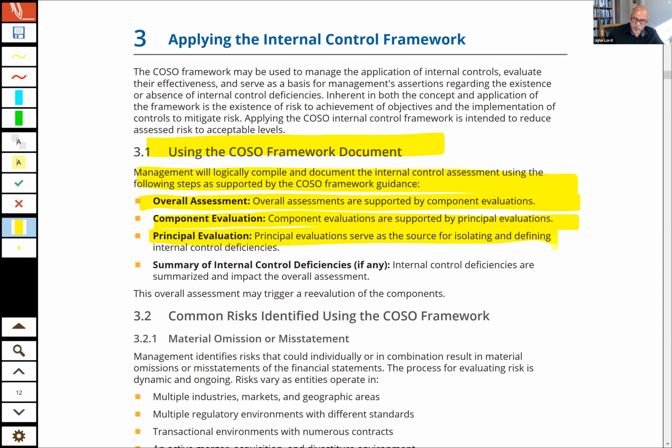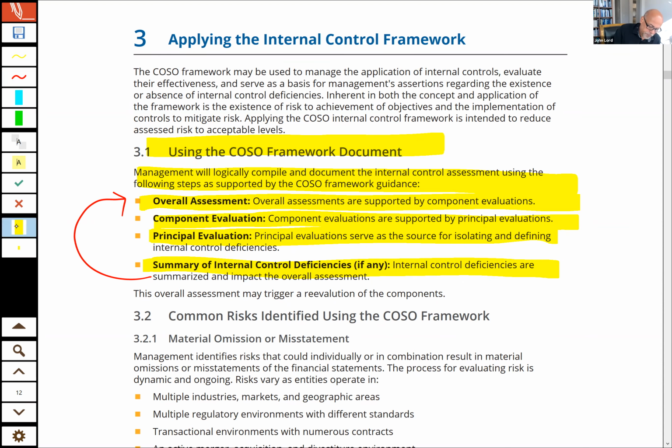So expectation is all the components are there. Expectation is that the principles are largely there. And in the event that a principle is not relevant, then there better be a good explanation as to why a particular principle is not relevant to a component. And then you will go ahead and see if there are any deficiencies. If there are deficiencies, then that will feed back into what? Into that overall assessment, and this process continues. So again, you could almost look at this as circular, okay?